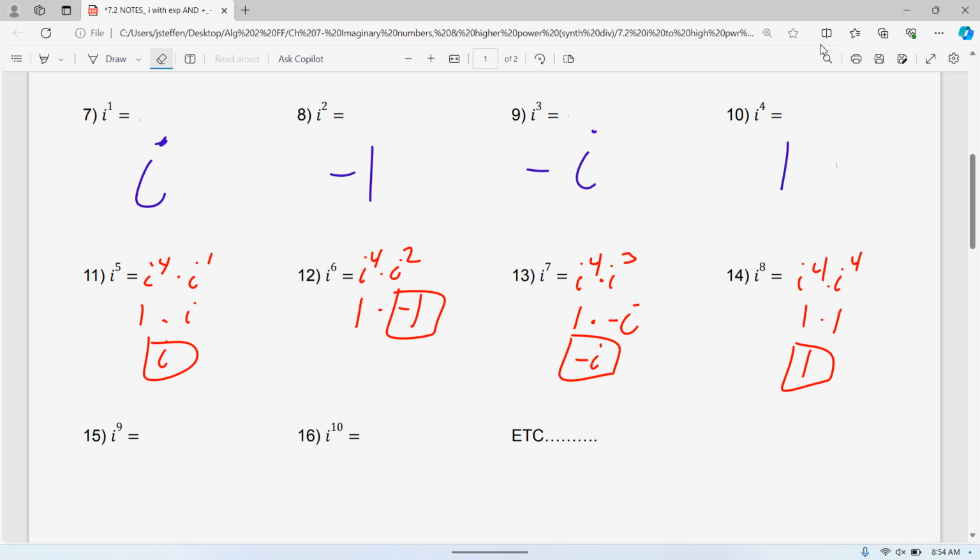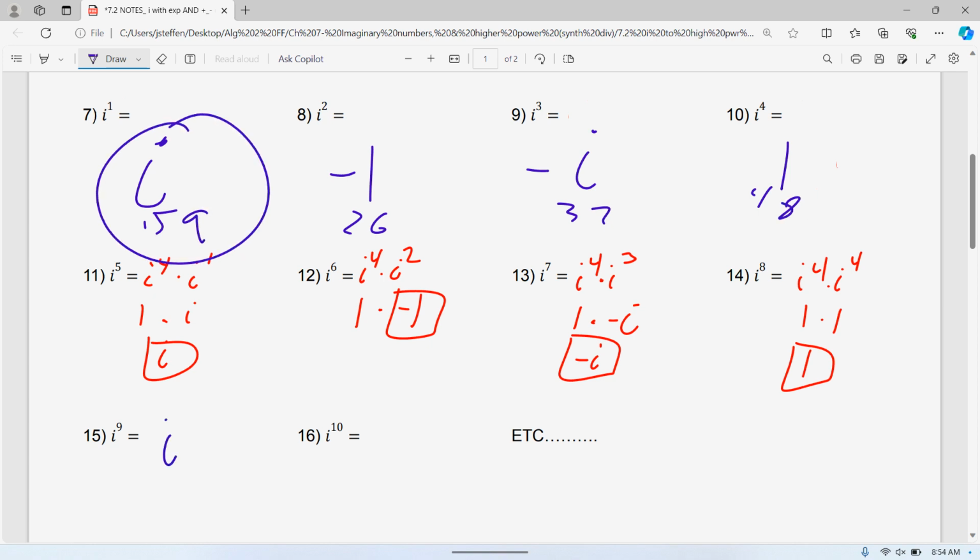So again, i to the 9th is just i, and i to the 10th is -1. And again, that pattern continues forever and ever and ever.